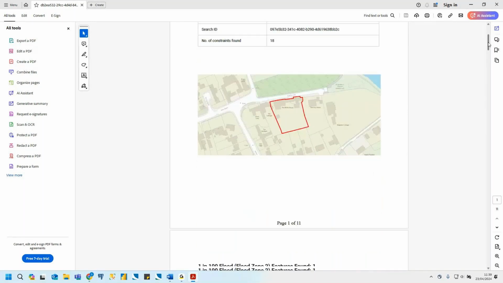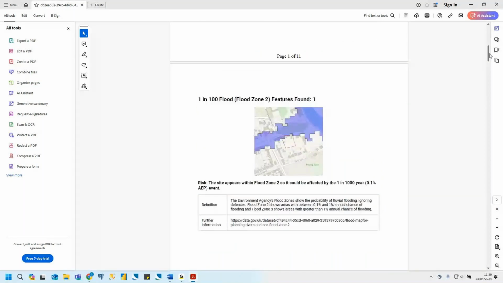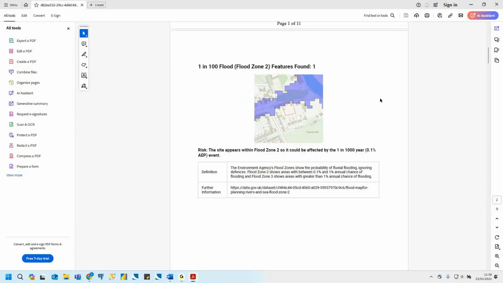And then on the following pages, you'll then see the constraints information. So for each constraint, you can have an embedded map, which shows the site boundary and also the constraint information. So in this example, we can see actually only a small part of the site boundary intersects the flood mapping data. So the map here is just giving us some additional context to the results.